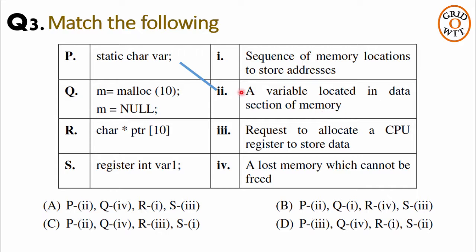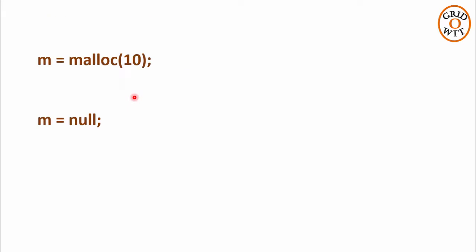Now the next statement is m = malloc(10), m = NULL. As you all know, malloc is used for dynamic memory allocation. So at runtime, a memory block of size 10 will be created and its address will be stored in a pointer m. We can free this memory using the free function by passing the address of this memory block, which is stored in m, as the actual argument in the free function. We can free the memory.